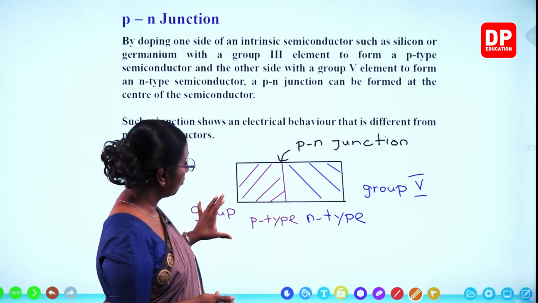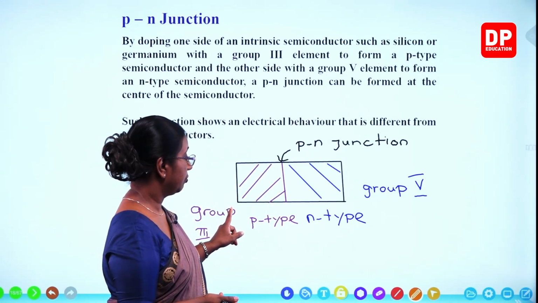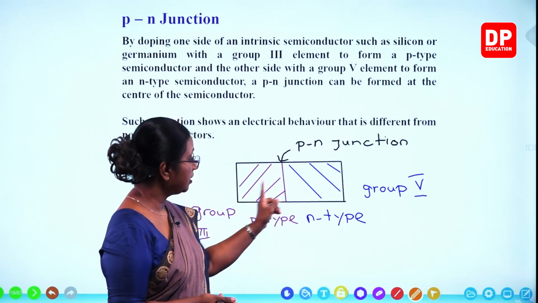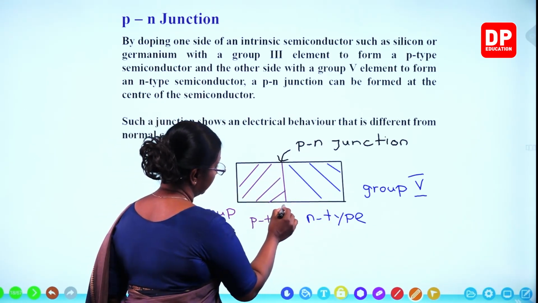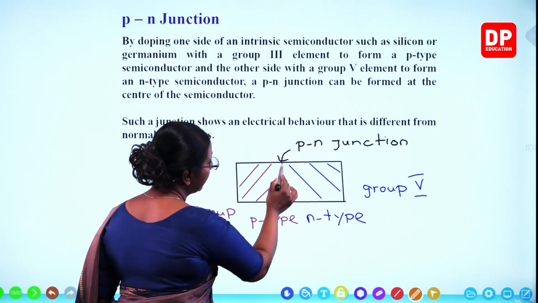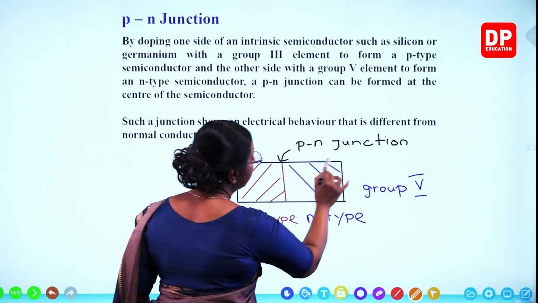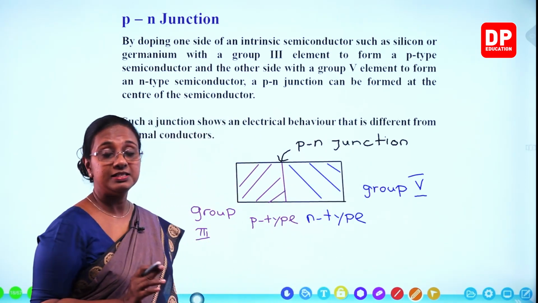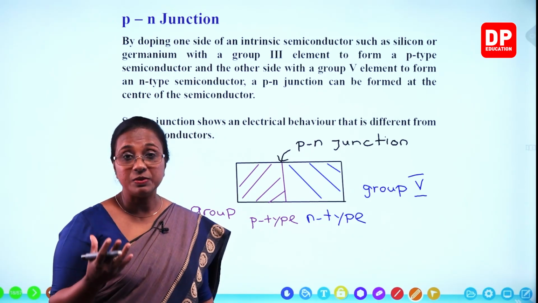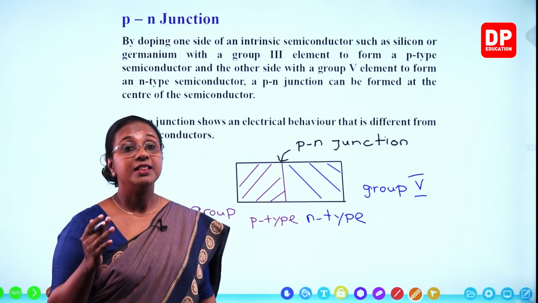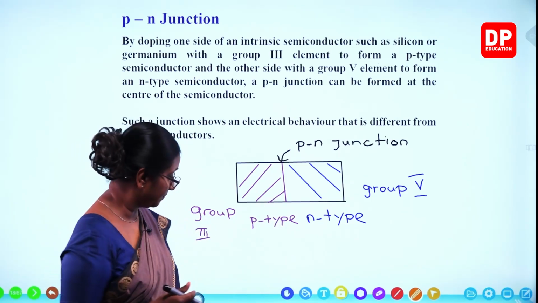So, if we dope one semiconductor with both group 3 and group 5 on each end, we will get a junction where the P-type and N-type meet each other. That is known as a PN junction. But this particular PN junction shows a specific behavior. That is what we will try to understand in this part of the lesson.